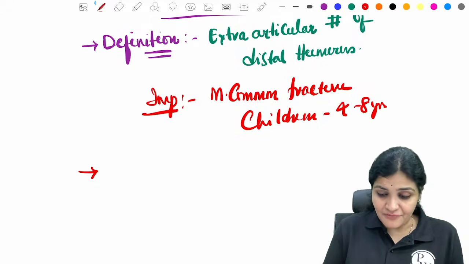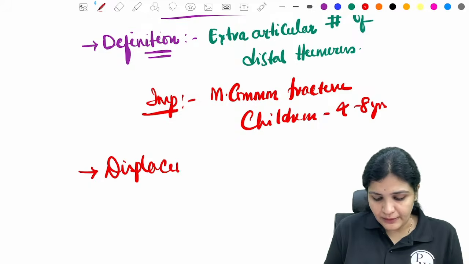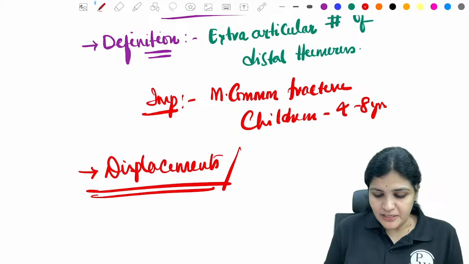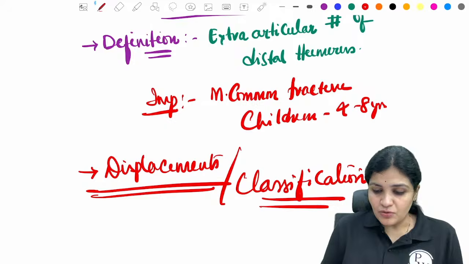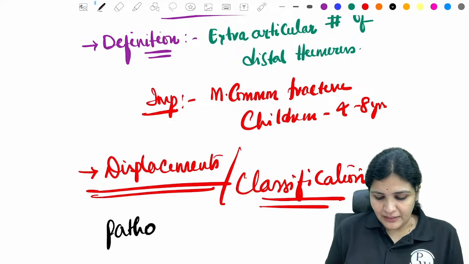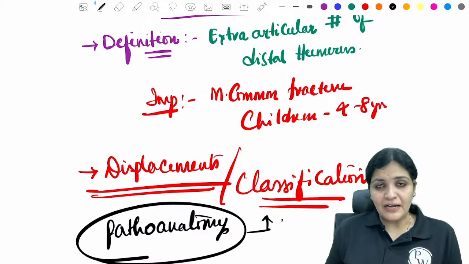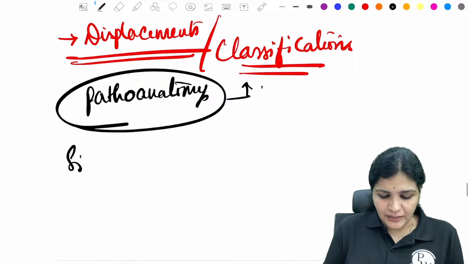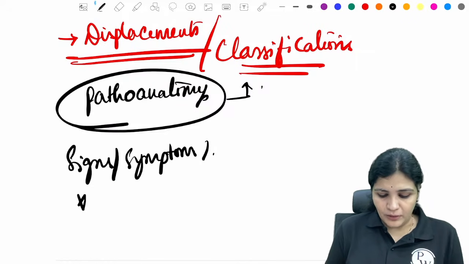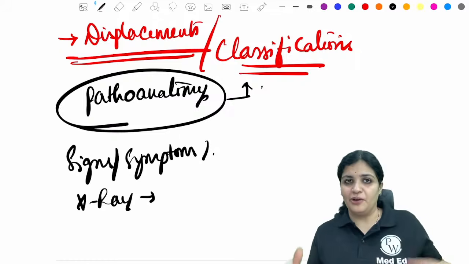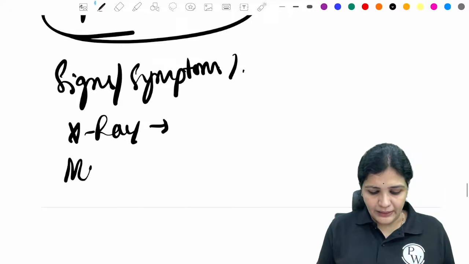Then what you will write after the definition is the displacements or the classifications. So now we have to tell about the displacements, or you have to classify the fractures. So the classification of the fractures, right? That is nothing but your pathoanatomy. That means where the part is present, how the fragments are present. In that you will write about the classifications. Then you will tell the signs and symptoms of that particular fracture, right? And then finally you will tell the x-rays, how it appears, whether you have to take an AP view x-ray, a lateral view x-ray, or a combination of both. And finally you will tell the management.